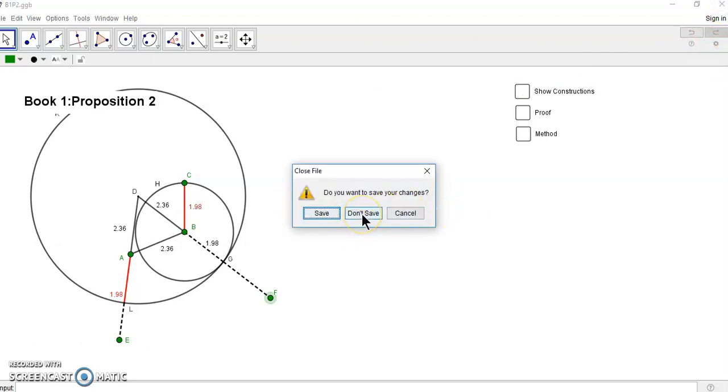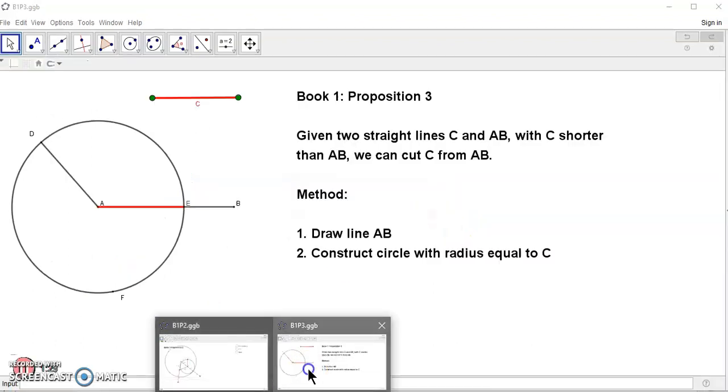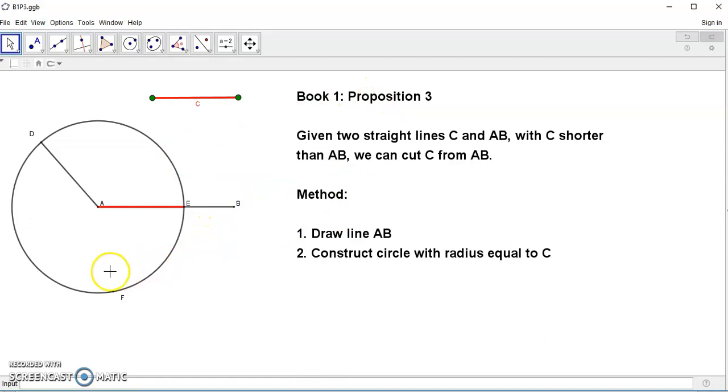Right, so let's get rid of that. Actually, before I do that, Proposition 3, this proposition, should have appeared before Proposition 2, because what it says is that given any line segment C and a longer one, AB, you can cut C out of it. And the way to do that is very simple. You construct a circle with a radius that has this length, as you see here, this radius, and then of course you can see that the circle will cut this line or separate this AB distance so that you have an AE distance equal exactly to C.